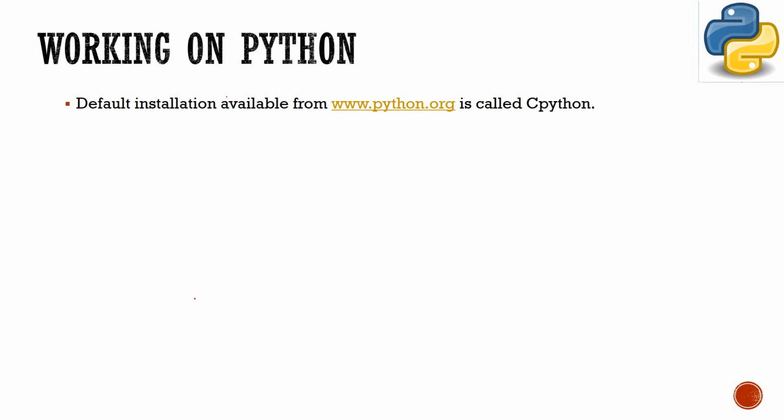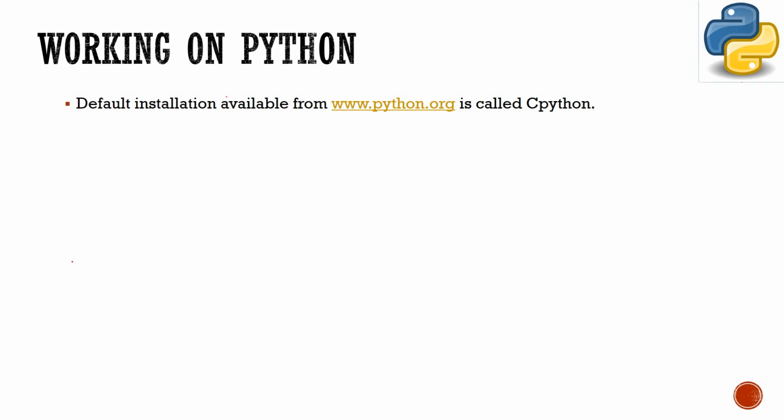First one is CPython. After that we are going to work on Anaconda. After that we learned about the versions of Python, and presently we have version 3.8.2, which is the current version. Okay, now today we are going to start working on Python.